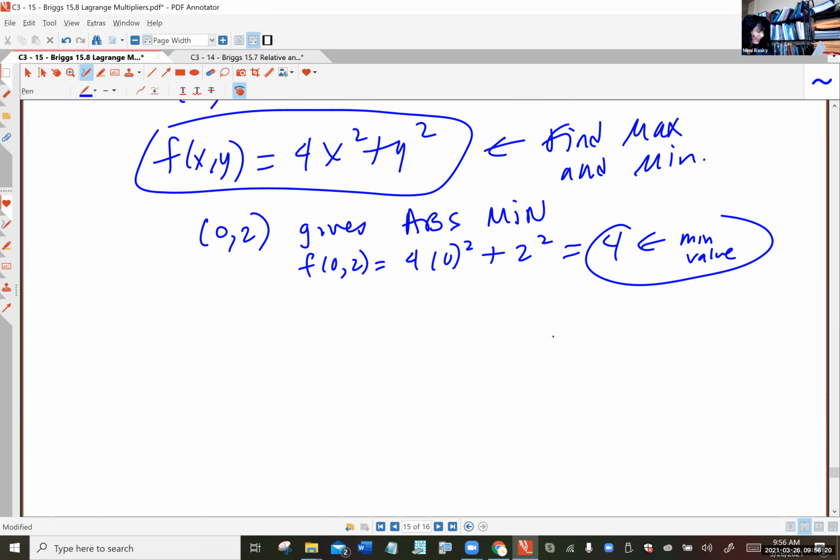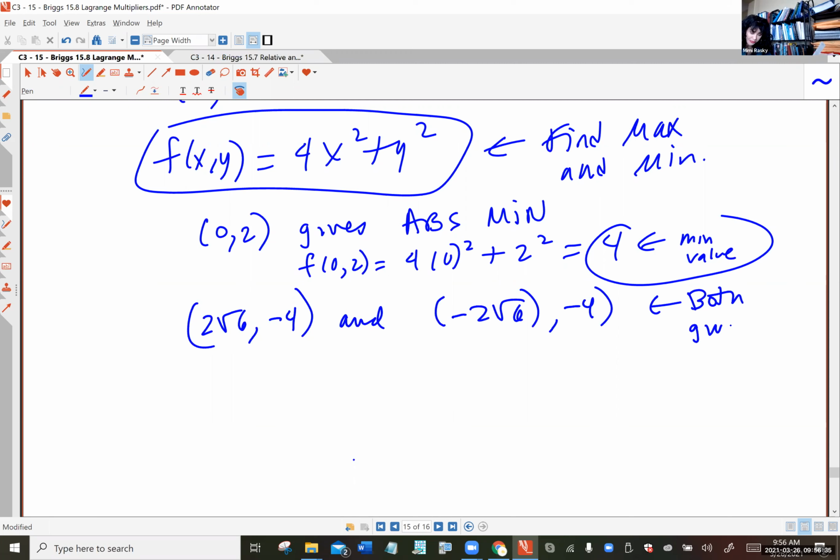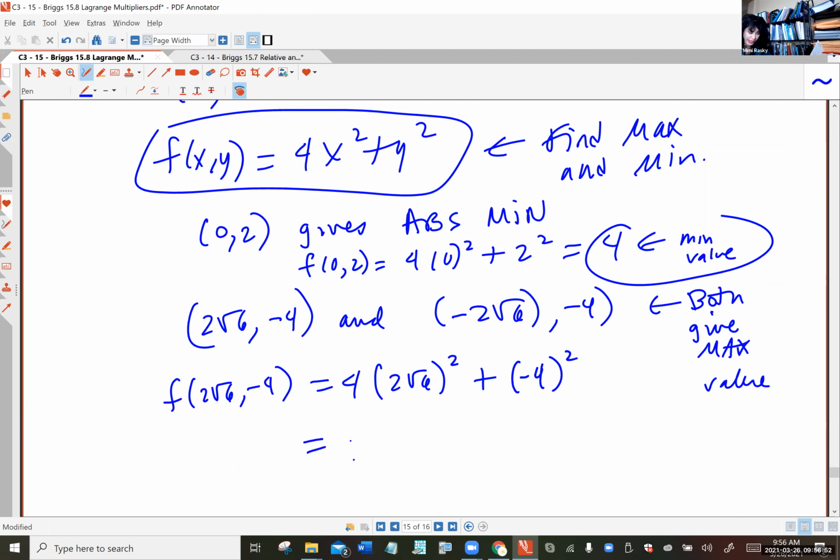It turns out that either of these points, (2 square root of 6, -4) and (-2 square root of 6, -4), both give us the max value, because when you square a negative, it ends up being positive. So it doesn't matter which of these two points you substitute into this function, you get the max value. I get 112. So this is the actual max value.